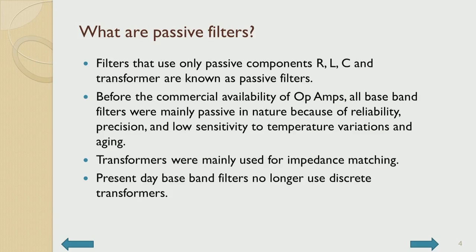So, what are the passive filters? Filters that use only passive components, R, L and C, are known as passive filters. Before the commercial availability of the op-amps, all baseband filters were mainly passive in nature. So, almost all telephone filters were passive filters, that also in the baseband, and they were very bulky. However, because of reliability, precision, and low sensitivity to temperature variation and aging, these were preferred. Transformer was the other passive device which is used for impedance matching. So, these were passive linear network elements which were used for filter design.